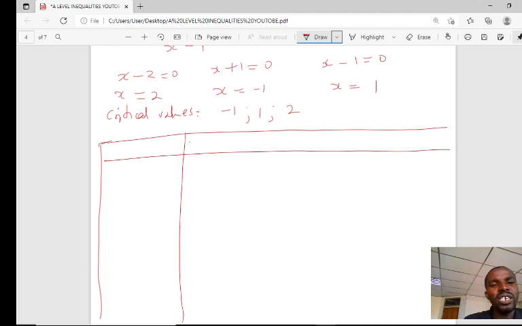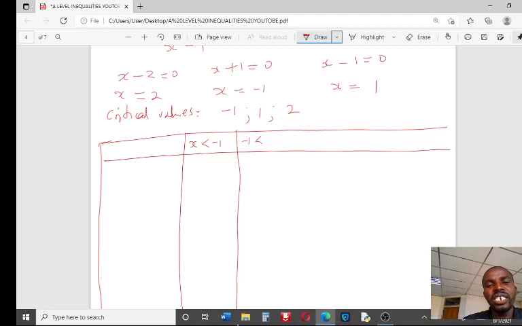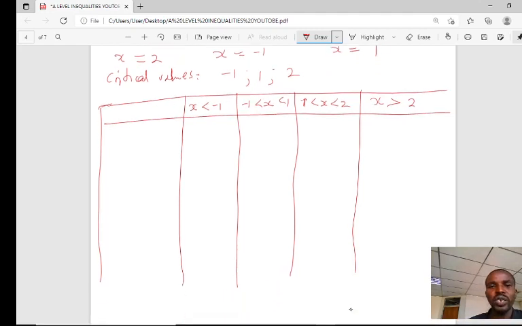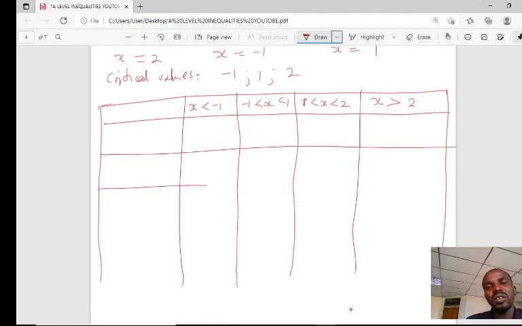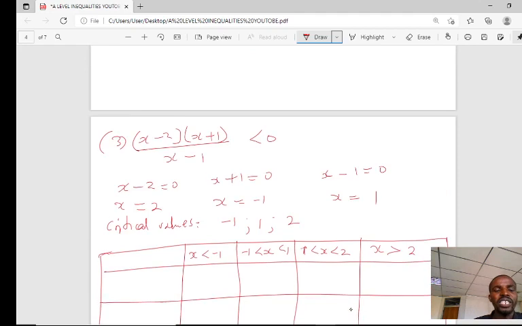Right. So the first one, it will be x less than the smallest number, which is minus 1. Then the next one, x lies between minus 1 and 1. Next one, x lies between 1 and 2. Then last one, you take x greater than the greatest number, which is 2 in this case. Right, like this. Then on this side, let me just put my lines here. Then you take your values.